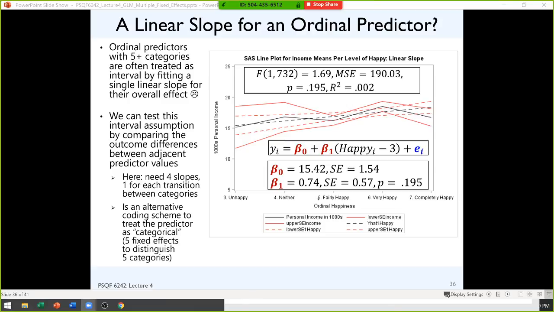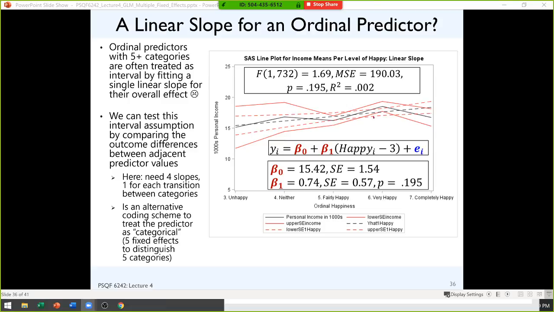But yeah, you'll see this very common, that people will fit a slope through an ordinal variable, such as happiness. So I did this for demonstration purposes. I centered happy at 3 because that was the lowest value, and I fit a linear slope, and that slope is actually not significant. So it was a 0.7, but with the standard error of 0.5, that gives me a p-value of about 0.2. So 20% of the time, if the true slope were 0, I'd find a result like this. Not unexpected, not significant.